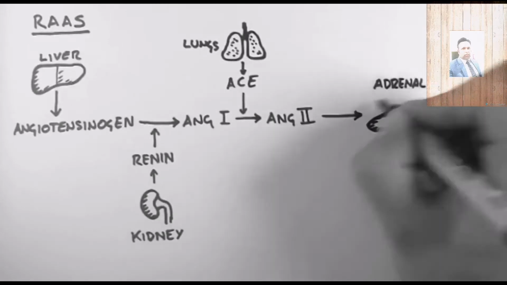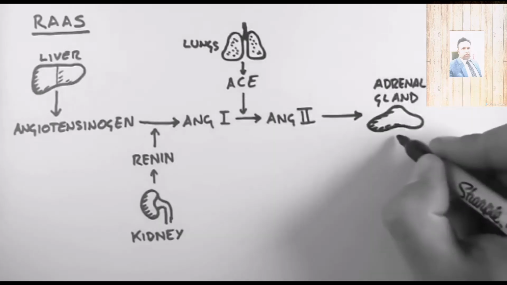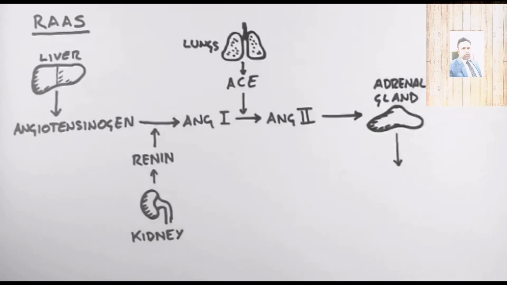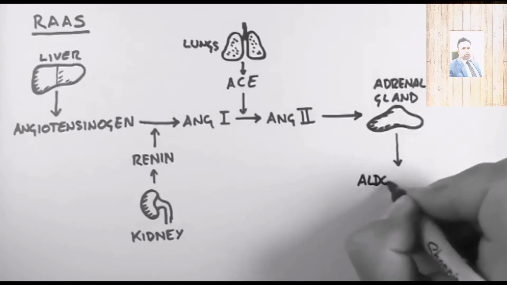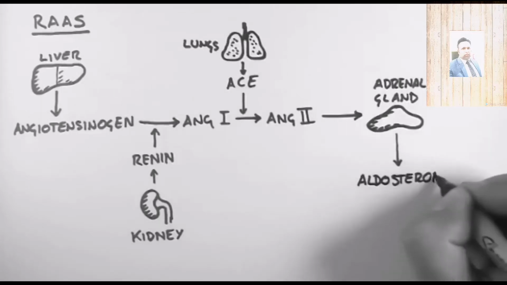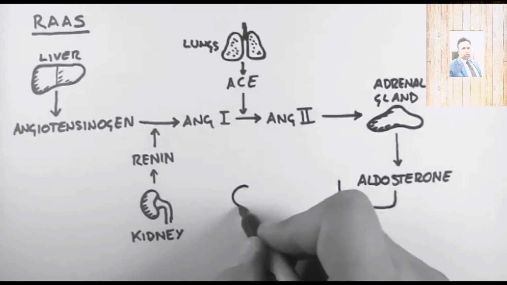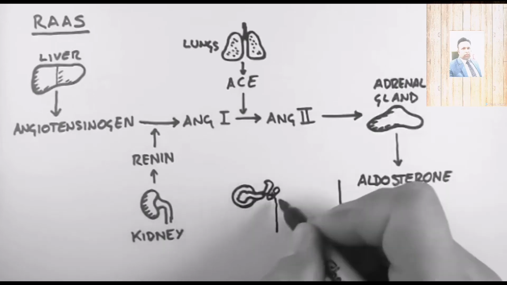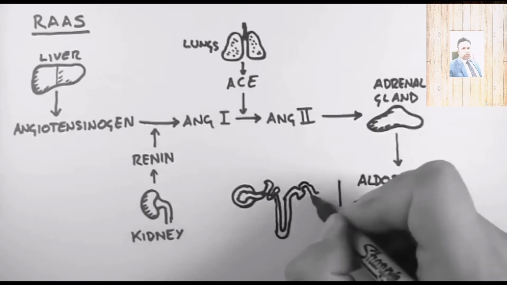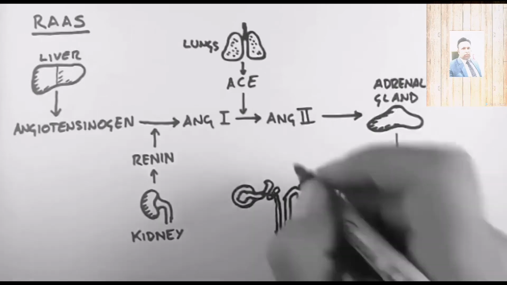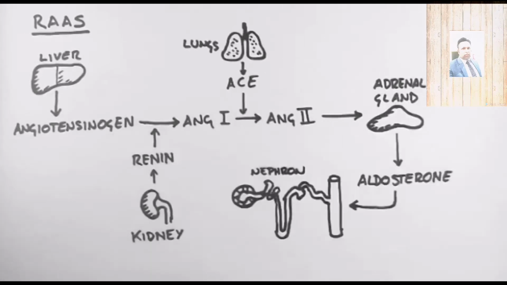Now, angiotensin 2 acts on the adrenal gland, and it causes the adrenal gland to release aldosterone. And that's a steroid hormone, which then acts on the collecting ducts of the nephron. This is within the kidney, and causes the nephron to retain water. So I'll put here H2O retention.